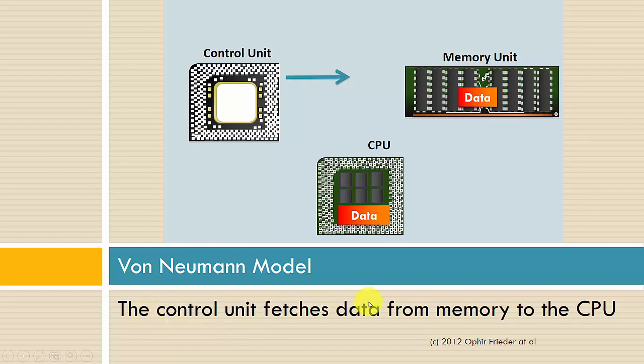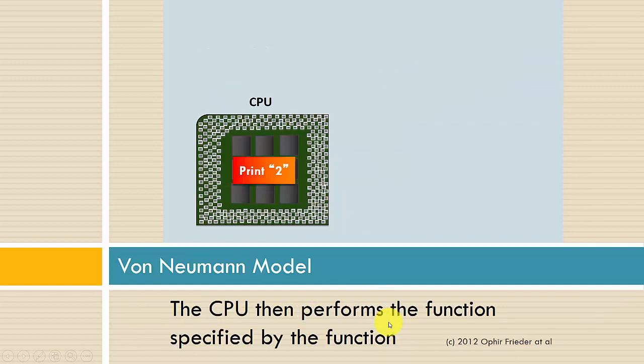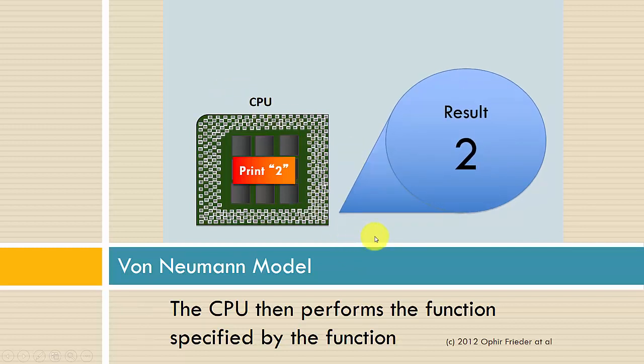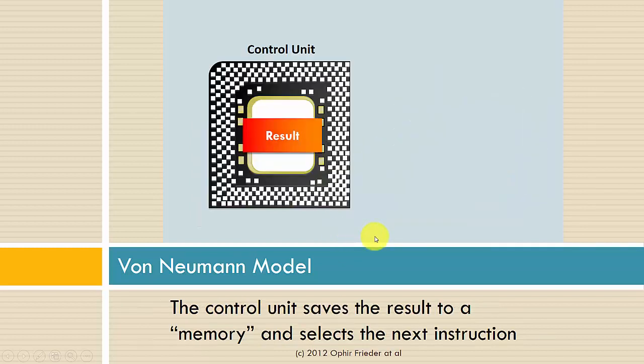The control unit fetches data from memory to the CPU. The CPU then performs the function specified by the instruction. So whatever it says to do, the CPU does. In this case, it says print 2, but you could be storing something in a place in memory. Any of those things would then end up causing it to be stored back into memory by the control unit. So you get a result of 2.